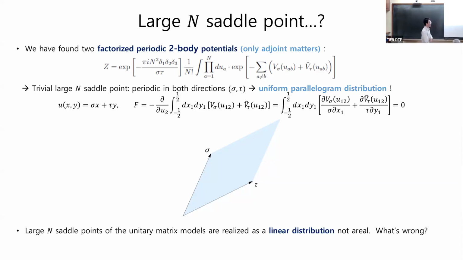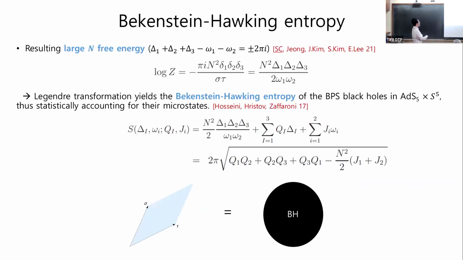So you got this function, and this is the entropy function of the black hole. Basically, you do the Legendre transform onto the real charges, and you will get this kind of entropy. And this is nothing but the Bekenstein-Hawking entropy of the black holes in AdS5 times S5.